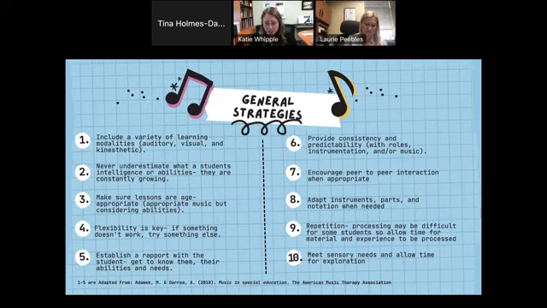Number 9 is repetition. Processing can be difficult for some students, so allowing time for that material and the experience to be processed can help not just them, but all students, because we know that most students need to hear things at least 3 times to remember something. And number 10, meeting sensory needs and allowing time for that exploration. So just being aware of those sensory needs and trying to meet them, and maybe they just need to explore that instrument for a little bit and get used to that.